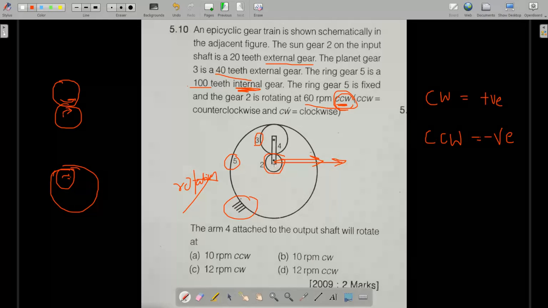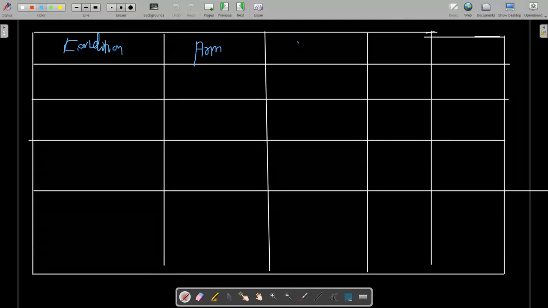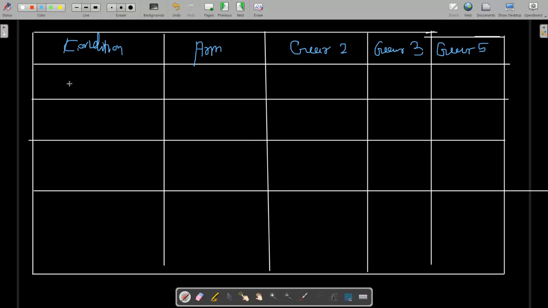As we start from the center, we write gear number 2, then gear number 3, then gear number 5. The first condition is that we assume gear 2 makes one rotation in the counterclockwise direction, without considering the arm. So it is -1.